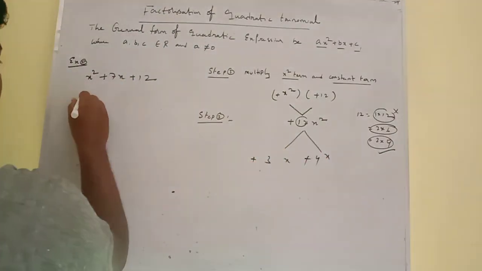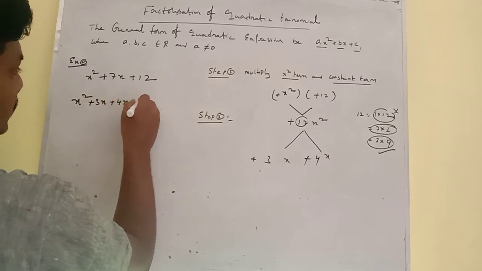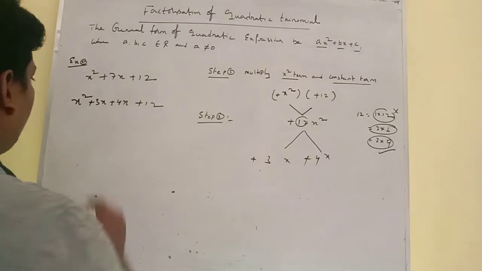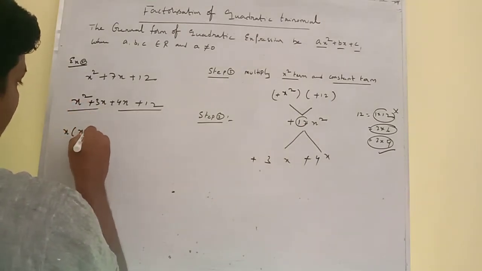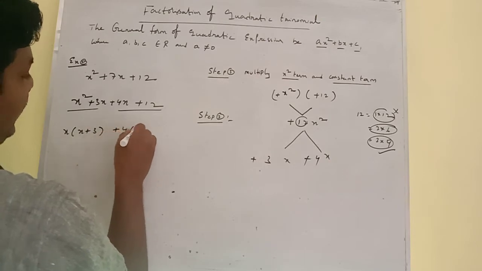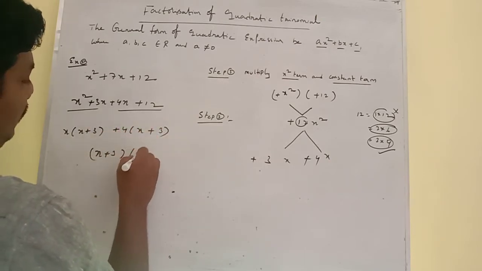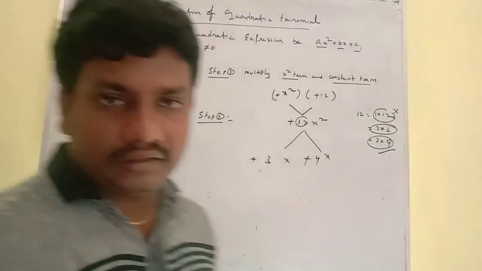Now you can write x square plus 3x plus 4x plus 12 by replacing 7x as 3x and 4x. Now grouping these two terms, x as common, x plus 3, and 4 taken as common, it is also x plus 3. Now x plus 3 taken as common, x plus 4. So like that we are going to factorize this one.